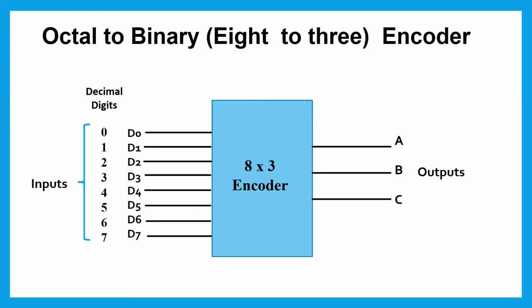The logic symbol of the octal to binary or 8 to 3 encoder is like this. Here there are 8 inputs D0, D1, D2, D3, D4, D5, D6 and D7, and there are 3 outputs A, B and C. These inputs D0 to D7 correspond to decimal digits 0 to 7, and the outputs A, B and C correspond to the 3-bit binary code.